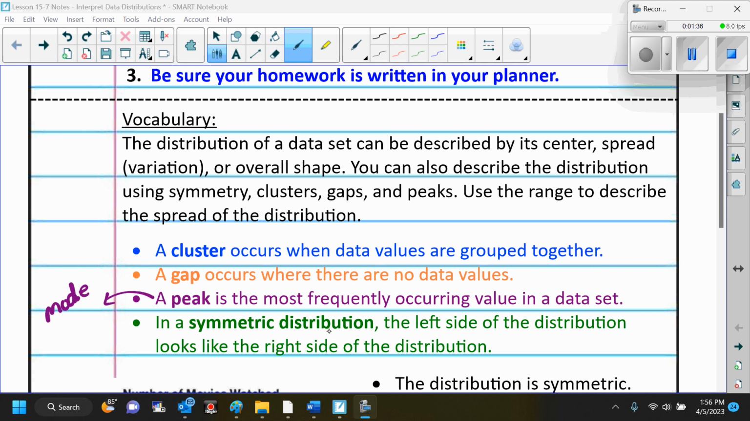In a symmetric distribution, the left side of the distribution looks like the right side of the distribution. It's like a mirror image. It looks kind of like this, if we had something like that. You see? It looks the same on both sides.